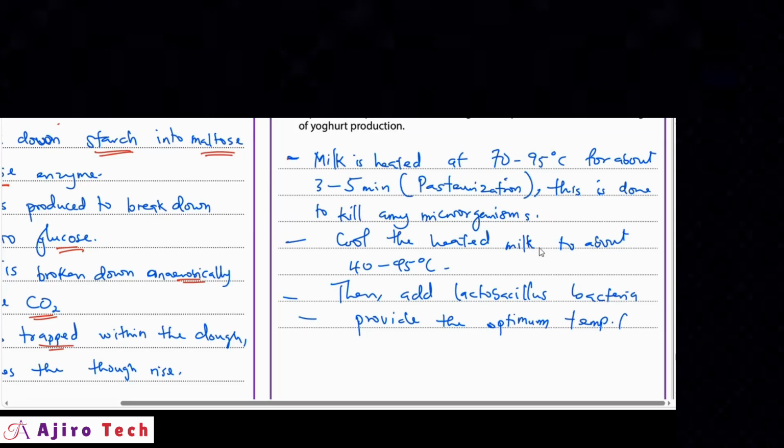Then you provide the optimum temperature for enzyme action. The optimum temperature is maybe 38, 39, or even 40. You maintain that temperature maybe overnight. The following day, the yogurt will be formed. So that's that. Yogurt is not something difficult to make.